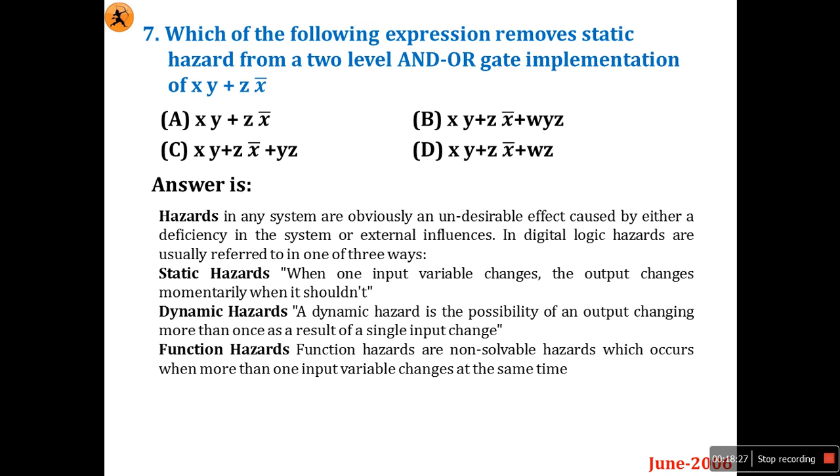This is a non-soluble hazard, which has more than one input, but the output is the same. That is the non-soluble hazard. There are 3 types of hazard: static hazard, dynamic hazard, and function hazard. Okay, now come to the question.